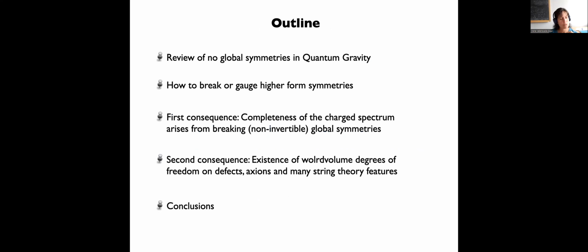So the plan is to first review the intuition for why we think that there are no global symmetries in quantum gravity, putting special emphasis on defining exactly what we mean by a global symmetry here. The whole point is to define exactly what is the symmetry that is forbidden, because it's not any symmetry. Then I will explain how the symmetries can be broken or gauged, or how we can get rid of these symmetries, and provide some examples of implications that arise from this. I will describe in more detail, for example, the completeness of the charge spectrum, and also how to understand the existence of worldvolume degrees of freedom, axions, and other string theory features as consequences of requiring the absence of global symmetries.